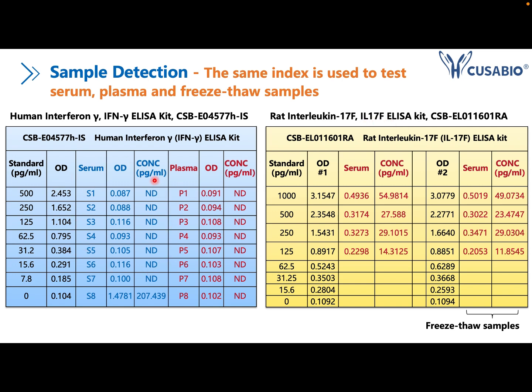So for the left kit here, we use the same kit to detect different samples. We detect the serum samples and the plasma samples. And you can see that for different samples, the readings, the results can be different. And for the right, the IL-17F ELISA kit, we test the original samples, the fresh samples, and also the freeze-thaw samples. If you take a look at the detailed readings here, you will find that there's a slight decrease in the freeze-thaw samples, I mean the concentration and also the readings.